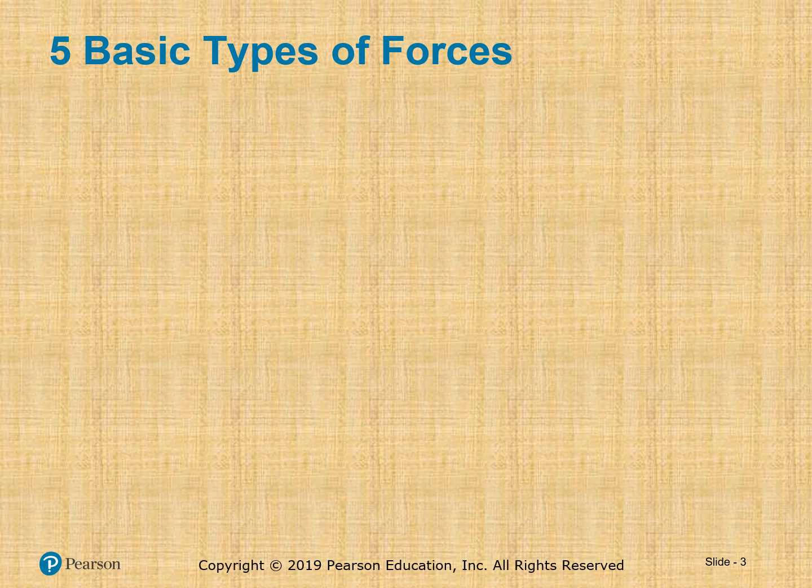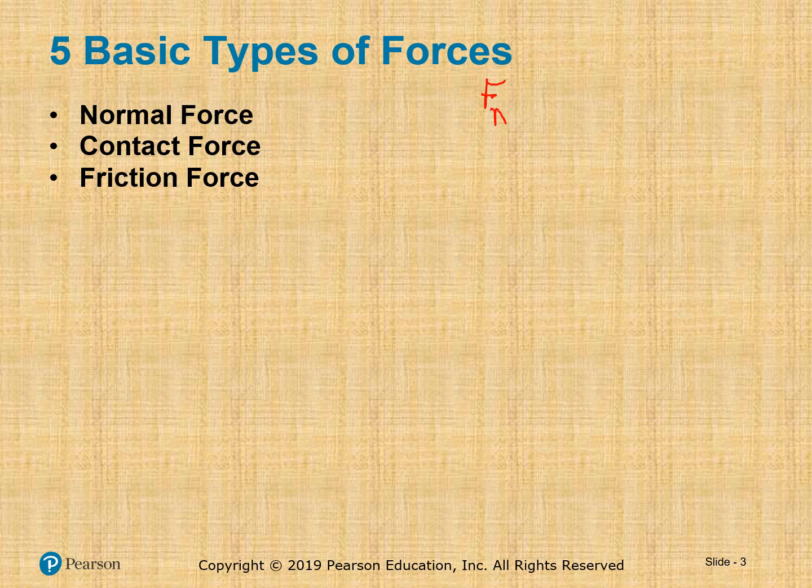So there are 5 basic types of forces. You have a normal force. And how would you denote a normal force? Well, you can write F for force, sub N for normal. Then you have what's called a contact force, friction force, and generally, as we get further into frictional forces, you'll see that it can be either F sub K for kinetic friction, or F sub S for static friction, or you can just put a sub F for friction.